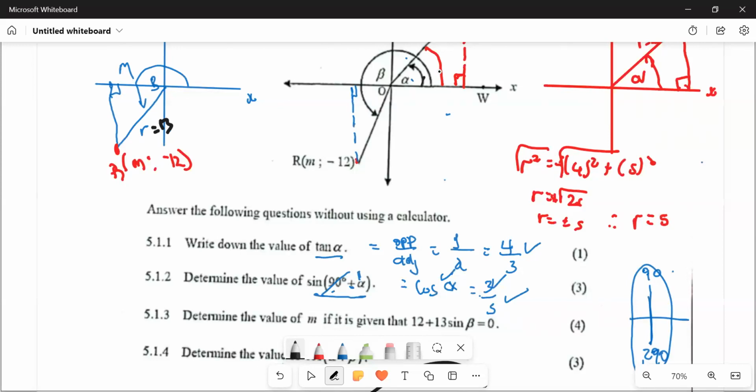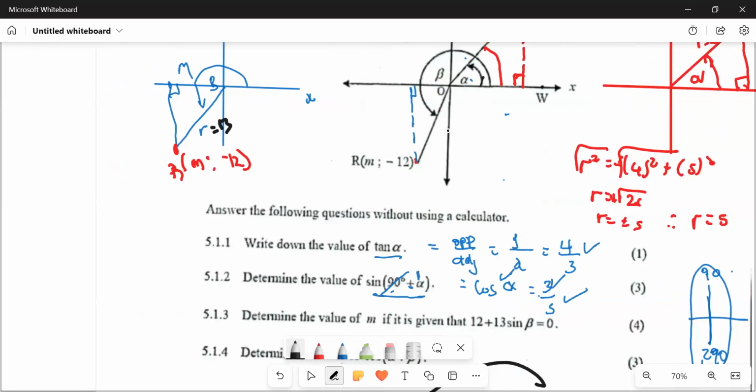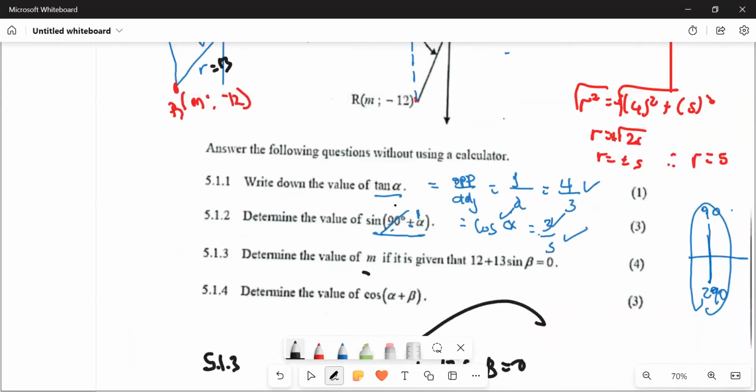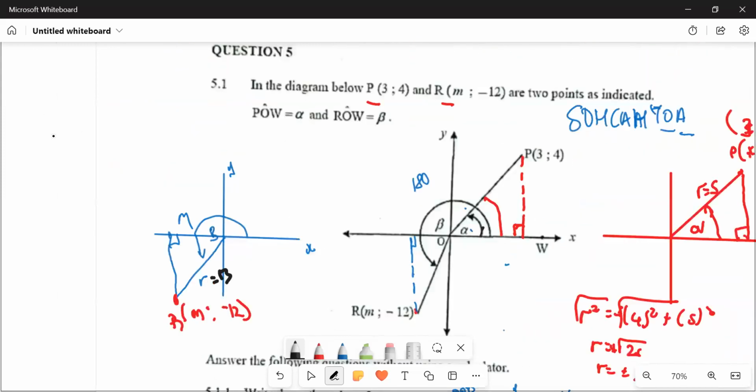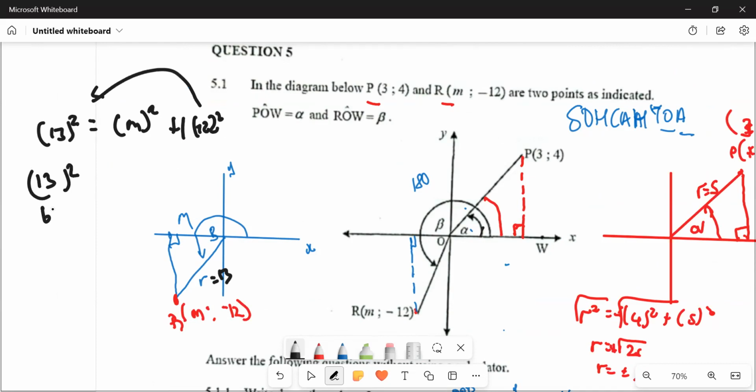What is missing? It's m. So we can determine the value of m. How do we determine the value of m? We're going to tell them 13 all squared is going to be equal to m all squared plus minus 12 all squared. Take this one to this other side. You have 13 all squared, which is 169, minus 144. This is going to be equal to m squared.